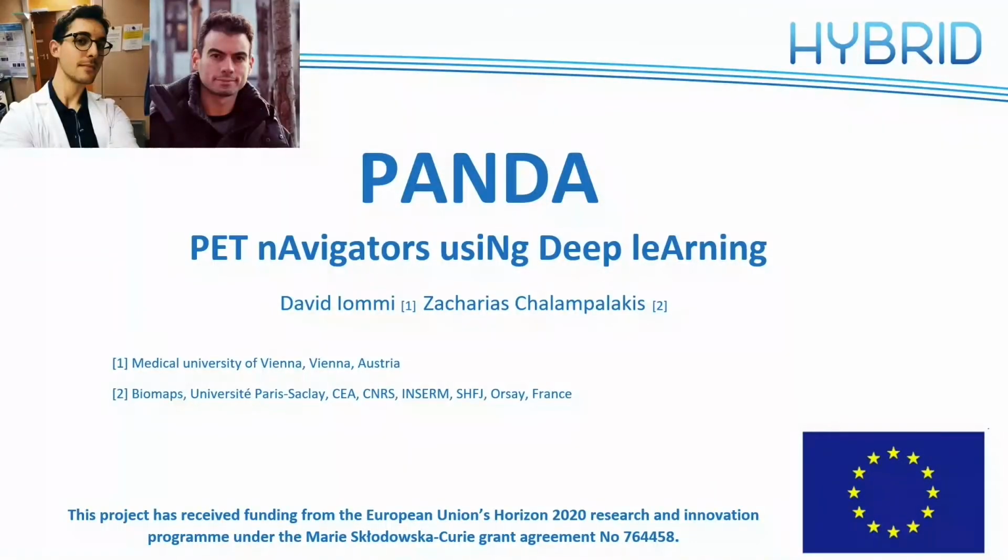We are going to present PANDA, PET navigators using deep learning. This work was the idea of PhD Lalith Kumar Shiyam Sundar from the Medical University of Vienna.